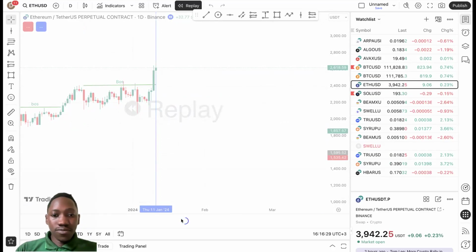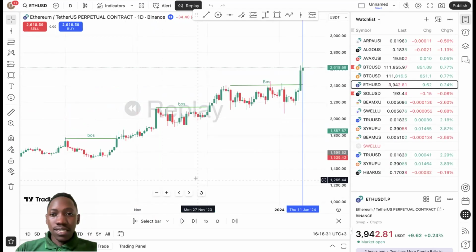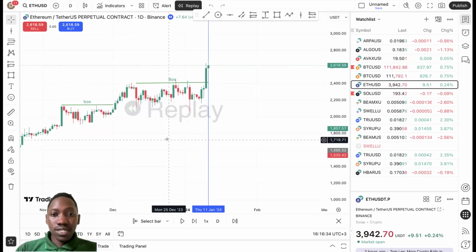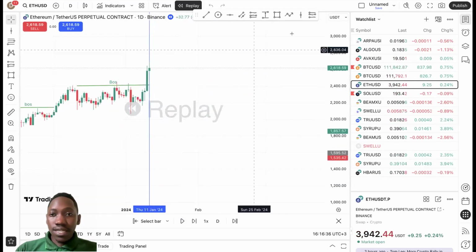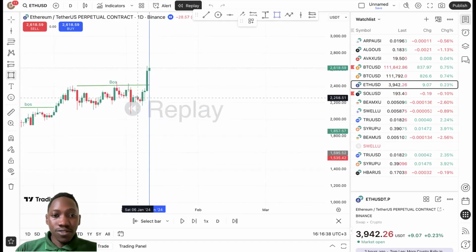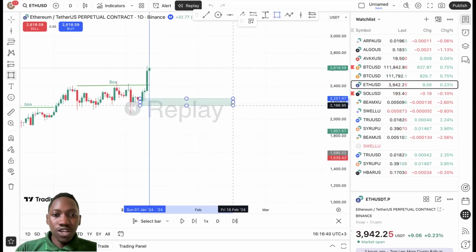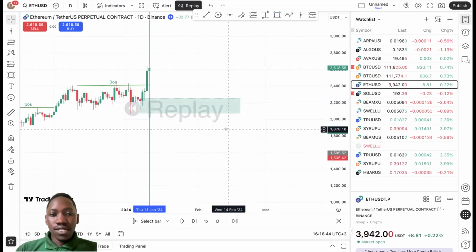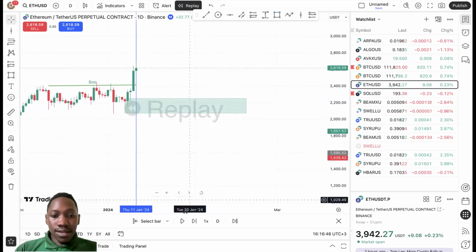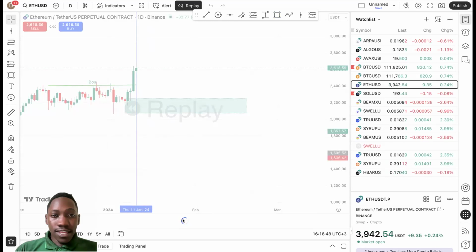What's happening? I think my network is being slow. It has erased my zone. Let me draw it again. I'm just drawing it on that last red candle. I'm covering this last wick, but I can also cover this one, just to be on the safe side. Let me see if I can play.